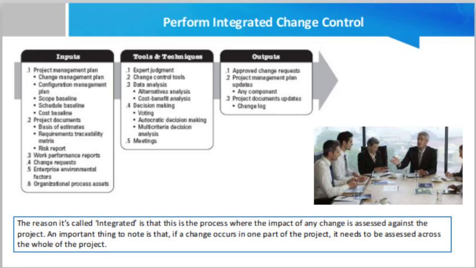Project documents. Project documents that can be considered as input for this process include basis of estimates. The basis of estimates indicates how the project duration, cost, and resource estimates were derived and how they can be used to calculate the impact of the changes on time, budget, and resources. Requirements traceability matrix. The requirements traceability matrix helps assess the impact of the changes on the project scope. Risk report. The risk report presents information on sources of overall and individual project risk involved with the requested change.